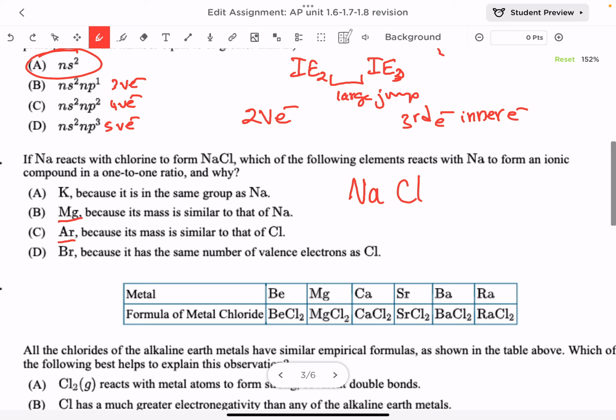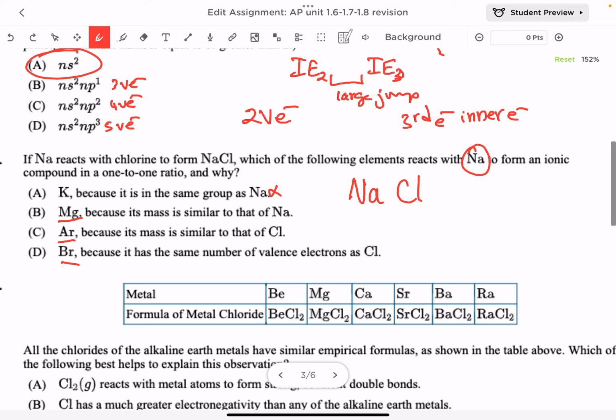Magnesium, argon is a noble gas anyway, and bromine. So K, which of the following? Let me just focus on the question. K is in the same group of Na. It's not going to bond with Na. So I need to find another alternative for Cl to bond with the Na.